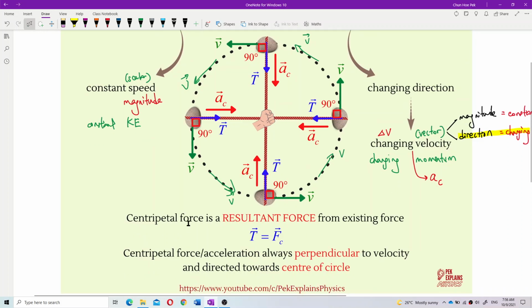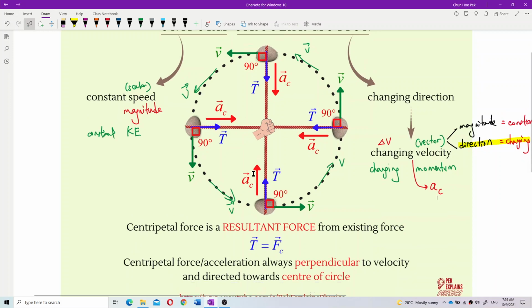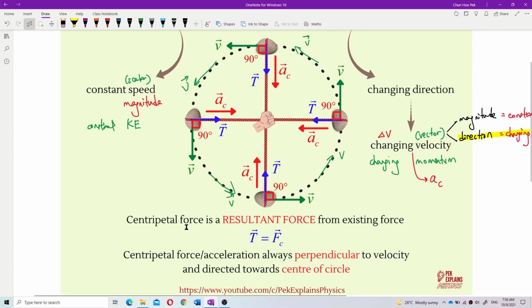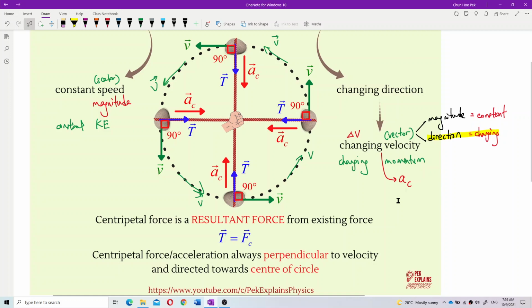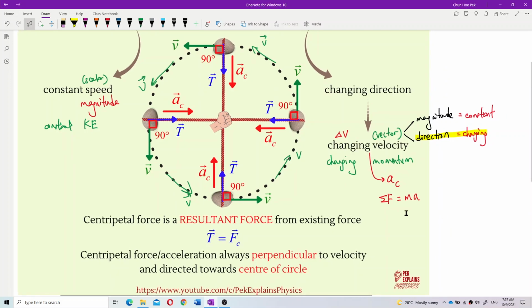So let's look at this one. In this case, we have centripetal force, because we know when you have acceleration, that means you have a resultant force. You must have a force that caused this acceleration based on Newton's second law, total F equal to ma. This resultant force here is the centripetal force. So the acceleration for this centripetal force is also called centripetal acceleration.